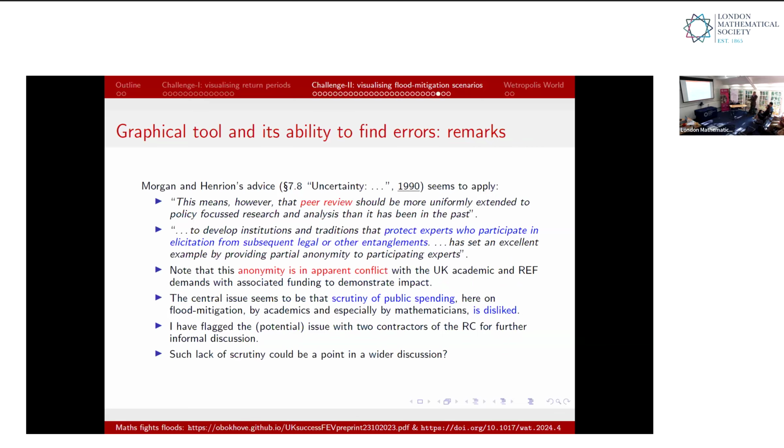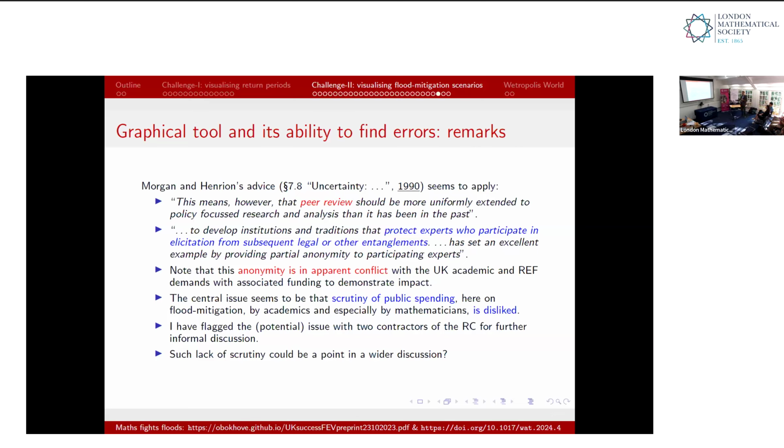Last year I was writing an invited article, and they told me to read Morgan and Henry, which is from 1990. It's one and a half generations ago. These quotes just set me straight. I thought, oh, this is something which happens throughout human life. It said, and I quote, this means, however, that peer review should be more uniformly extended to policy-focused research and analysis than it has been in the past. So this was a problem for the review as well, which is good because you feel like you're among peers. It's bad because it should be there, right?